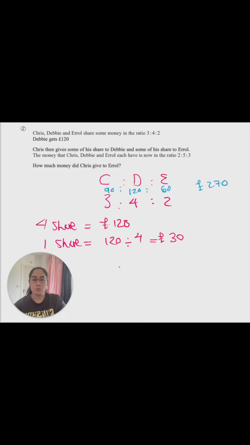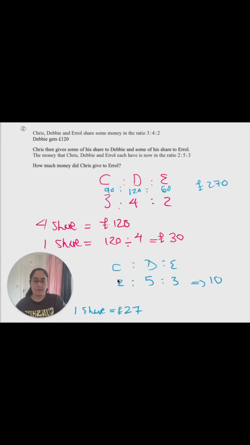That £270 was now split, if you just rewrite that once again, in the ratio of 2 to 5 to 3. Now, if we add the total number of shares together, 2 to 5 to 3, that gives us 10 shares, right? £270 was split amongst 10 shares, right? So that means for the new ratio, 1 share would be equivalent to £27, right?